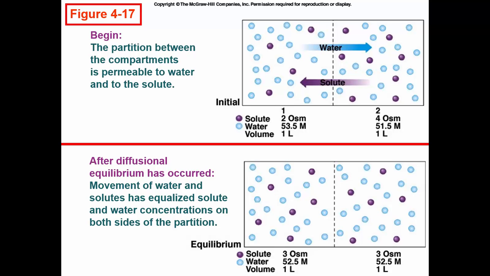So when the process goes to its normal end, you're going to end up with a compartment, each of which has the same osmolarity, each of which has the same molarity of water, and the volumes don't change. Okay, everybody's good with that. That's the easiest example you're going to see in the next 4 days. All right.